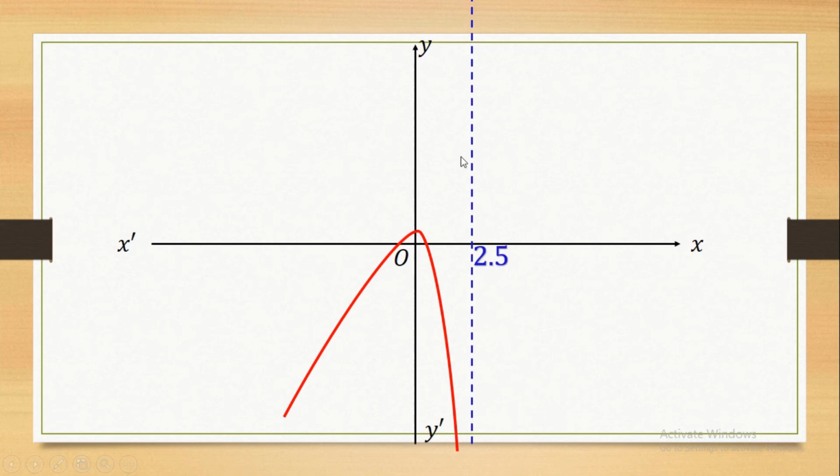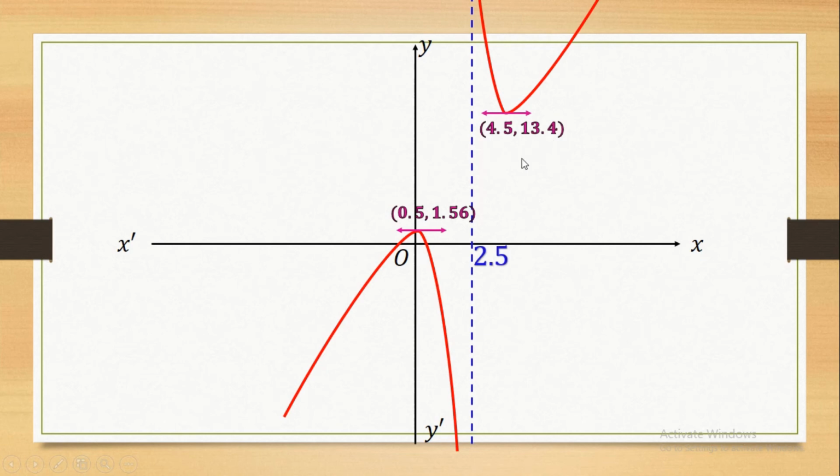Then it will be here on the other side: from 2.5 plus, it will be decreasing from plus infinity till the point x2, f of x2, and then it will be increasing till plus infinity. Note that here we have the local maximum at x1, f of x1, which is 0.5, 1.56 approximately, and we have a local minimum at x2, f of x2, which is approximately 4.5, 13.4. We have just detected them on the table of variation.